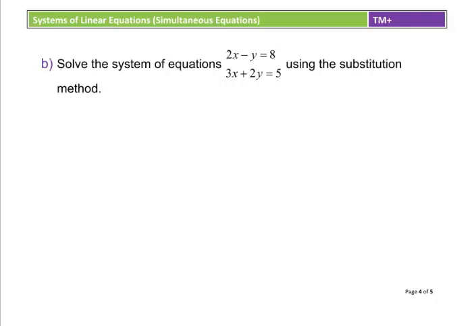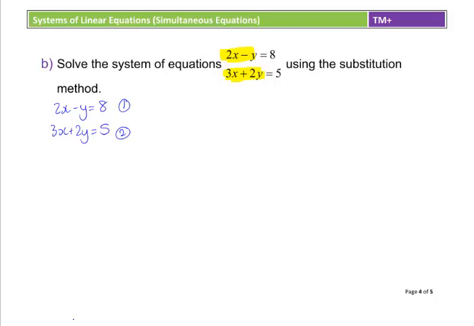Now let's look at another example. Solve the system of equations 2x minus y equals 8, 3x plus 2y equals 5 using the substitution method. Now in this example, both equations have an x and y on one side, so we need to isolate one of those variables, have one equation with only one variable on one side. So 2x minus y equals 8, 3x plus 2y equals 5, equation 1, equation 2.